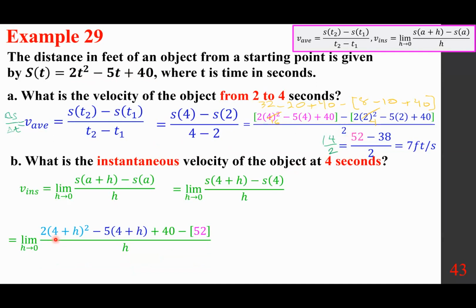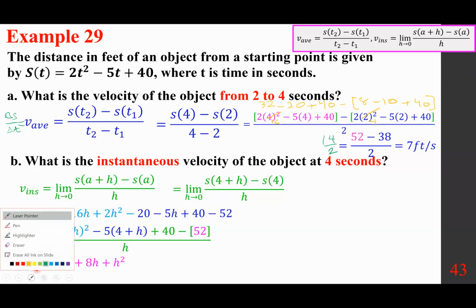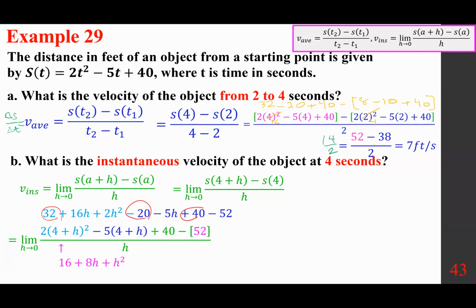Four plus h squared. As you know, squared is 16 plus 2 times 4 times h, 8h plus h squared. And now if I multiply this by 2, I get 32 plus 16h plus 2h squared minus 20 minus 5h plus 4d minus 52. Now, if you add up 32 minus 20 plus 4d minus 52, they add up to 0.